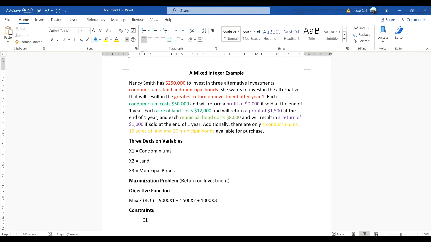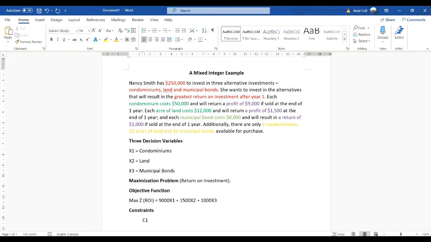So constraint number one, we look up here and we see the very first thing, 250,000. Can we invest more than 250,000? No, it's absolutely impossible. That's the money Nancy has to invest. We cannot invest more than that. That is a constraint that governs our behavior.